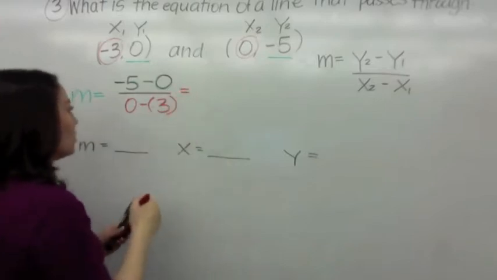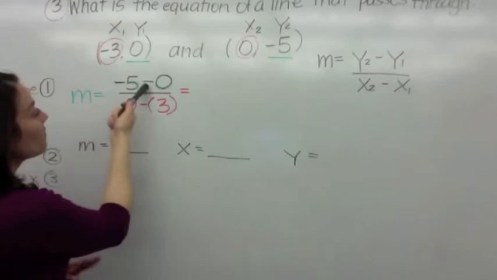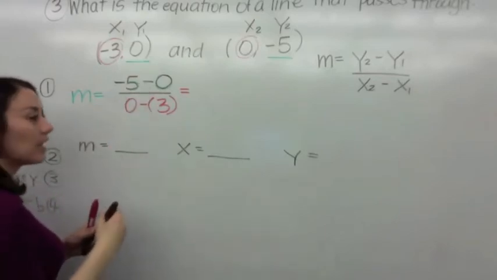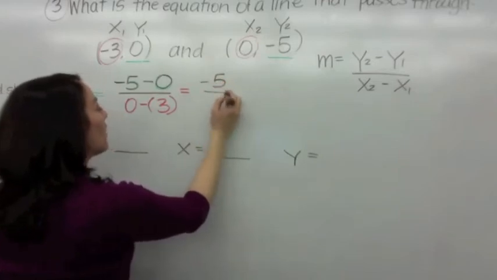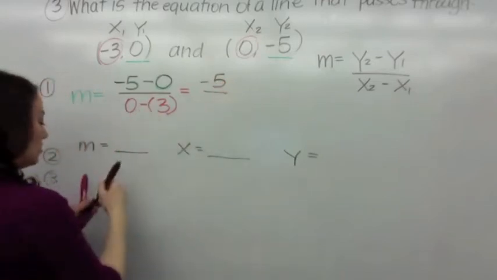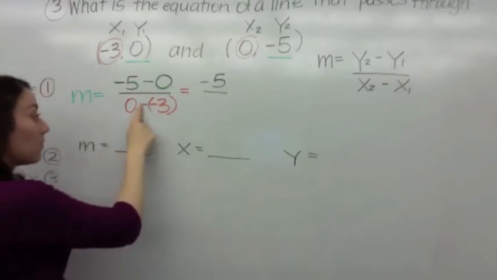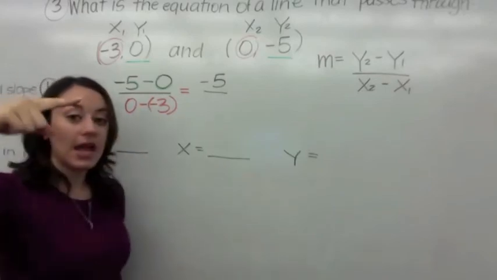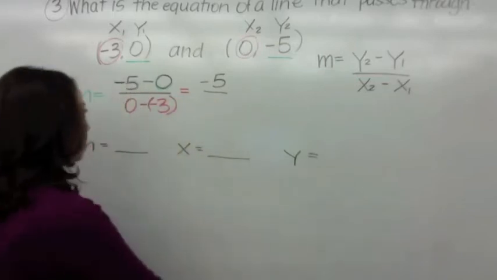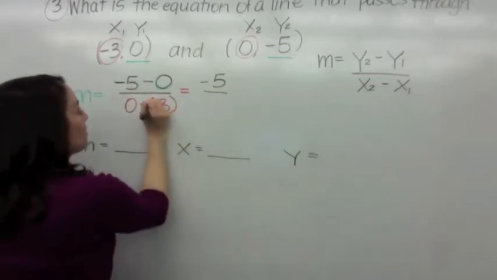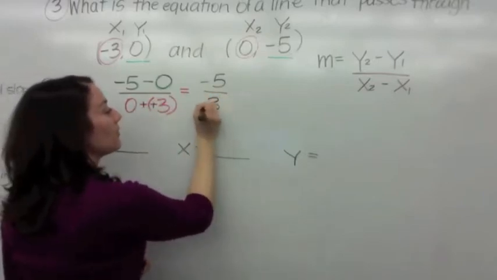Okay. So let's figure out what this is. So slope, we have -5 minus 0. Well, -5 take away nothing is just -5. Divided by, we have, oops, I forgot the -3. Here we go. We have 0 minus a -3. So negative and negative, when you multiply them together, make positive. So you change this to positive. And what is 0 plus 3? 0 plus 3 is 3.